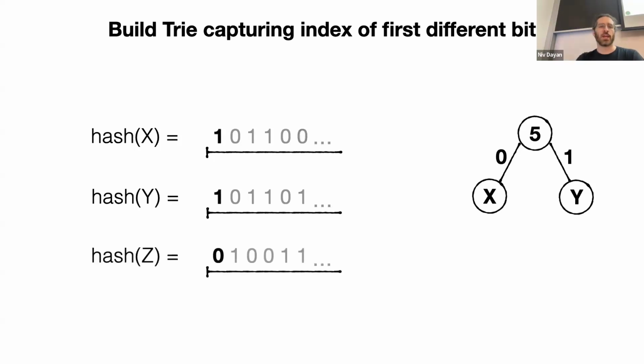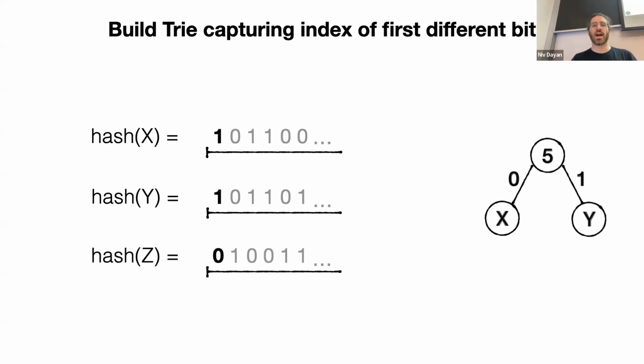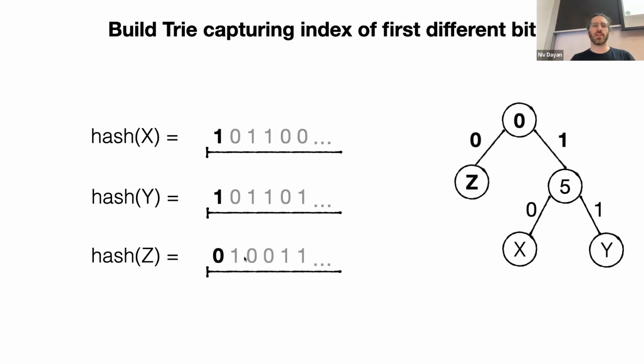Okay, I might continue. So maybe another key is added to the same bucket, key Z. And key Z has the following hash. How should I adapt the trie? Correct. I added above because this key is different from these two keys along their first bits. Right? So I add an index here.